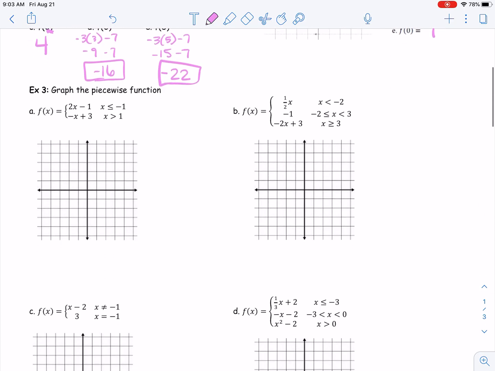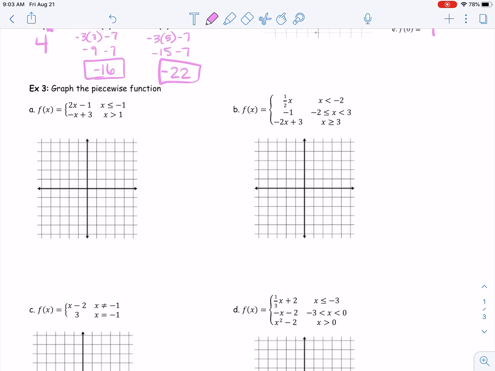Okay, now we're going to get into actually graphing these piecewise functions. So like I said, they give us the function and then they give us the domain that it's on. There's a couple different ways that you can do this. Sometimes it might be helpful just to graph the entire function and then erase what's not in that domain. Other times it's easier to plug in values from that domain into the function. What do I mean by that?